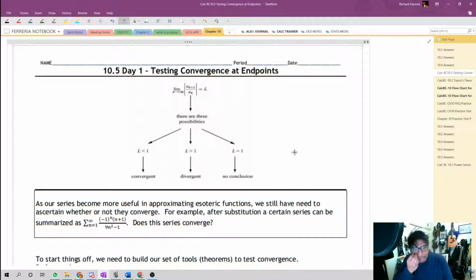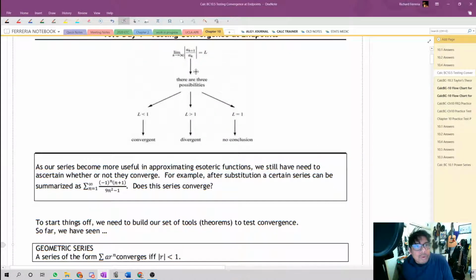So here we have a summary of where we are right now. We take the limit using the ratio test, and based on what we see there could be three possibilities. Supposing L is less than 1, we get a convergent series. If L is greater than 1, then we have a divergent series. And if L is equal to 1, then no conclusion can be made.